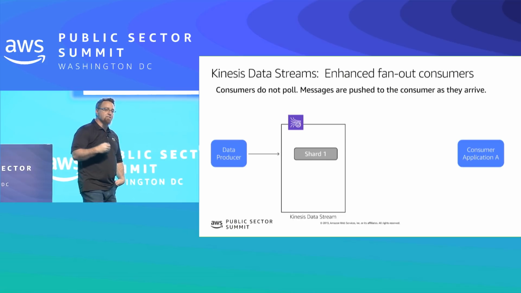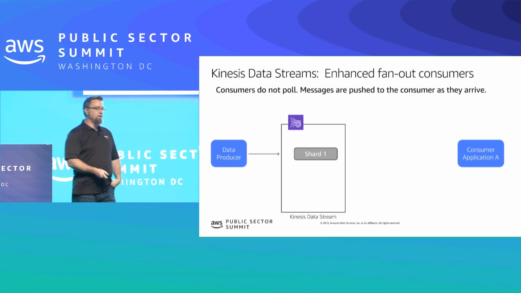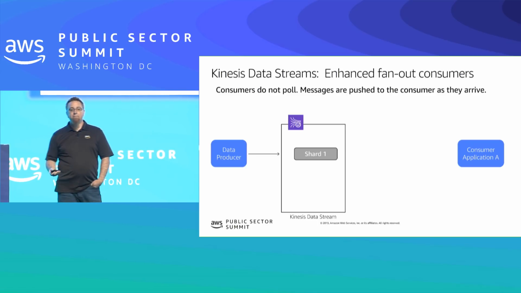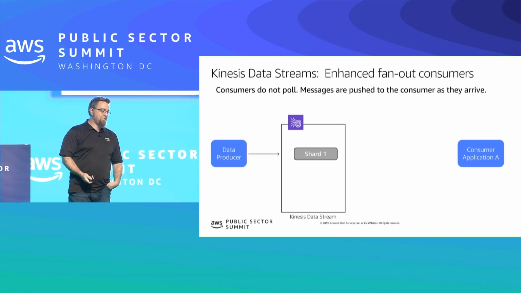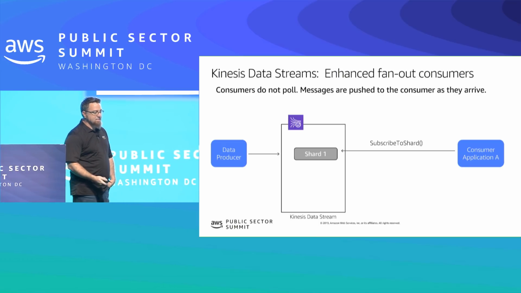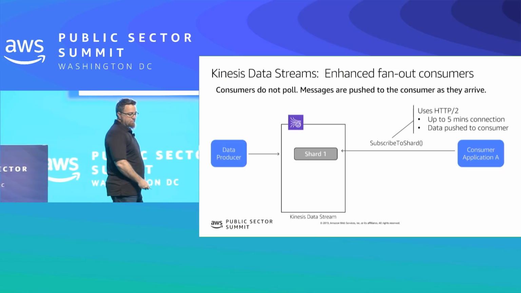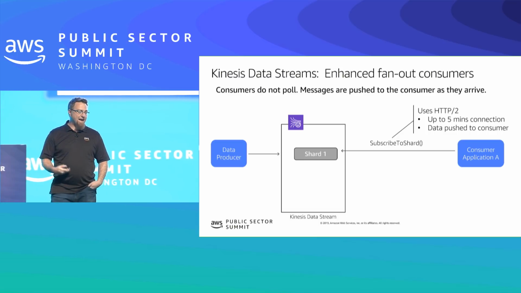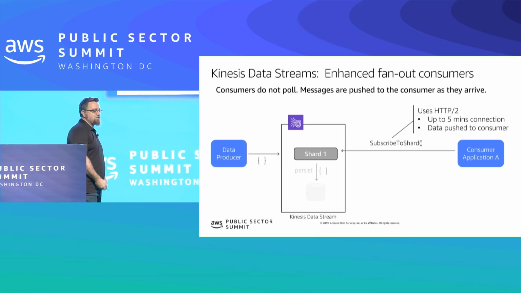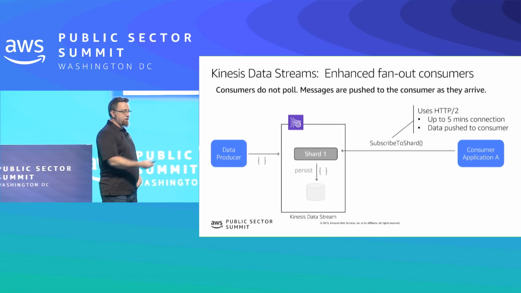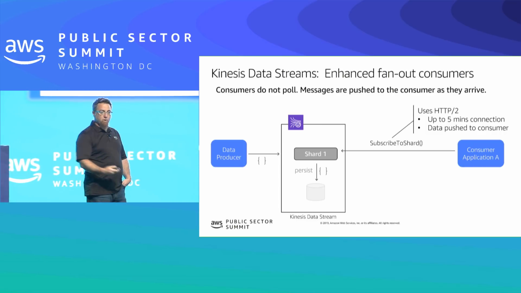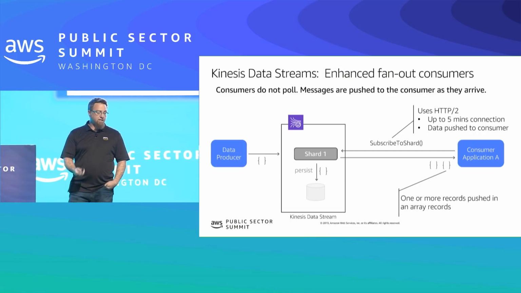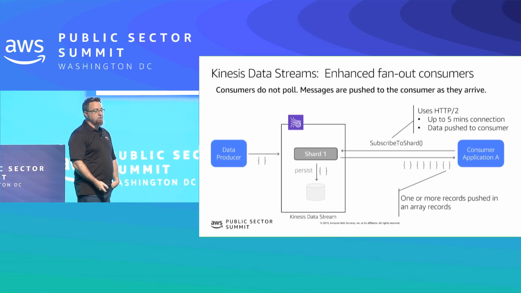What that does is these consumers are no longer going to be polling. They're going to be requesting to subscribe to that shard and start processing that data. So what happens is you'll see a subscribe to the shard. It's going to leverage an HTTP2 mechanism to start aggregating that data. And as new messages come in, it's going to persist that shard to disk, so we have the durability there. And then it's going to start pushing those records in an array to that consumer to be processed.